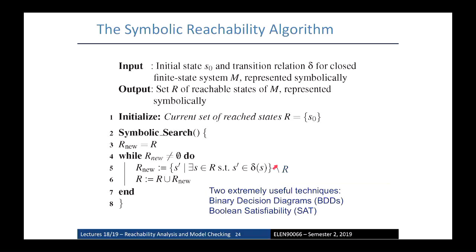Why do we exclude anything we've already seen? Because the test to break the loop is whether or not we actually have seen anything new. If, by excluding what we've already seen from this new set that we can see from a current state, we end up with an empty set, we know we've seen everything. So that's the way of building it up.